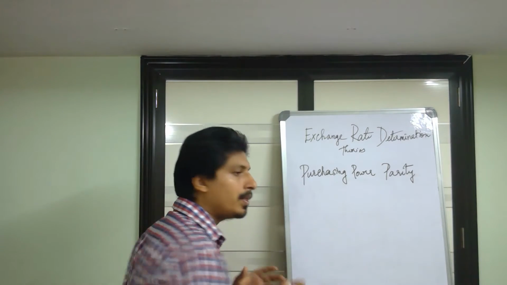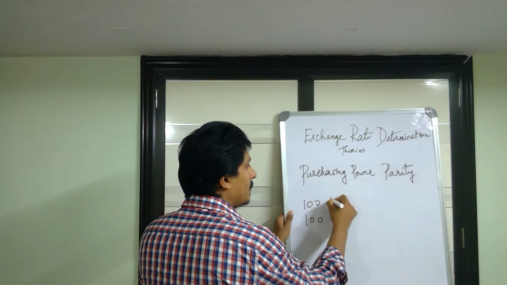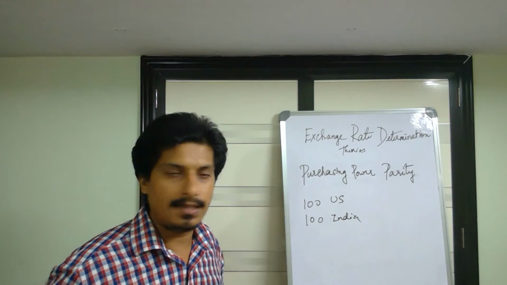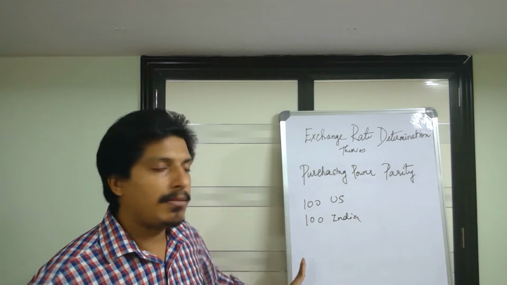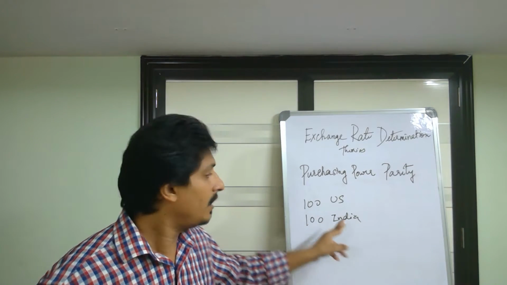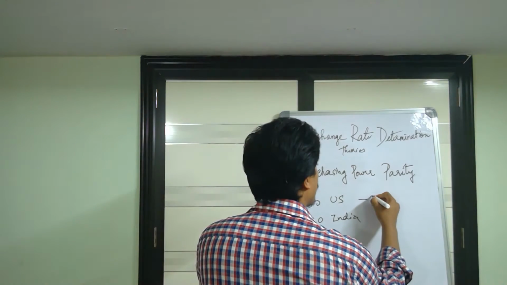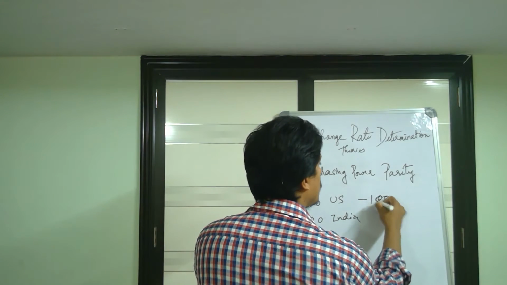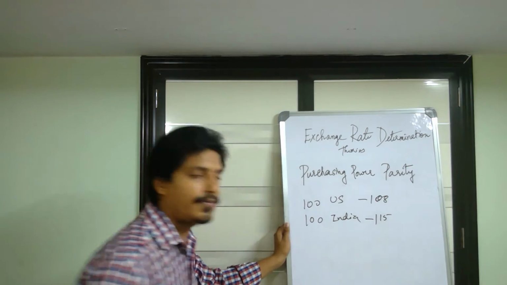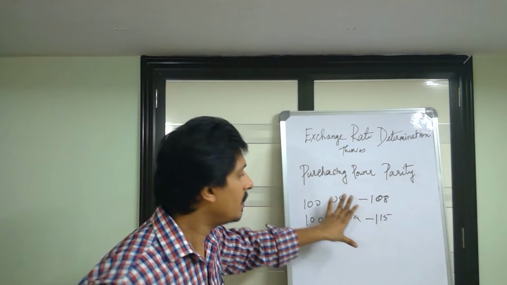You can begin with the base price as 100. This is for US, for India. You can begin with the base price and you can monitor the increase in the index level. Let's say the index rises from 100 to 108 in the US, and for India it will rise from 100 to 115. This will happen over a period of 1 year.